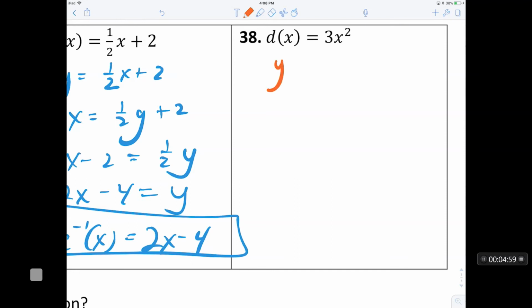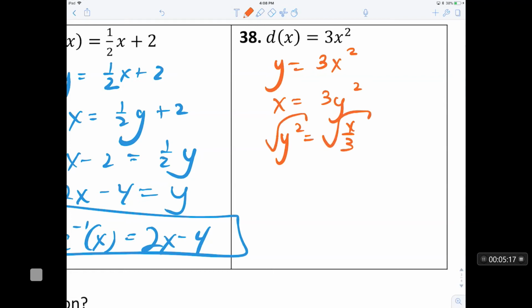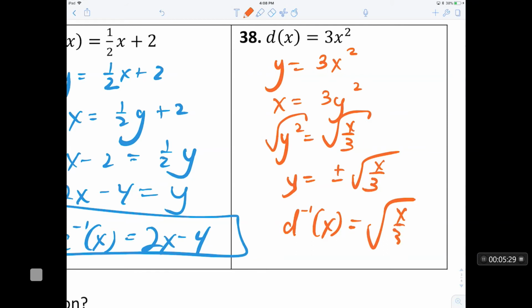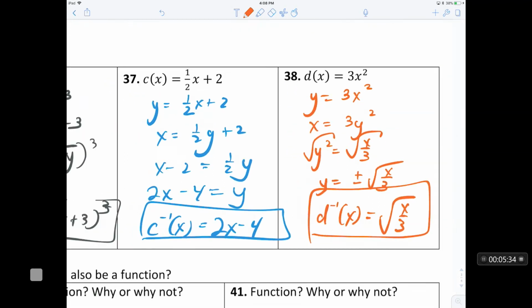Okay. D of x. So switch that, switch the x's and y's. Okay, and then I need to divide both sides by 3, and I'm going to also move the y to the left side. X over 3. Square root both sides. I have y is equal to plus or negative square root of x over 3. And then I'll write that as d inverse of x equals plus or minus the square root of x over 3. Don't worry about rationalizing the denominator. If you'd really like to, you may.